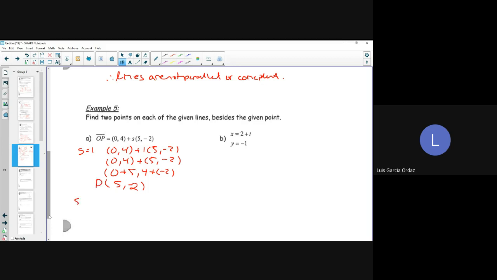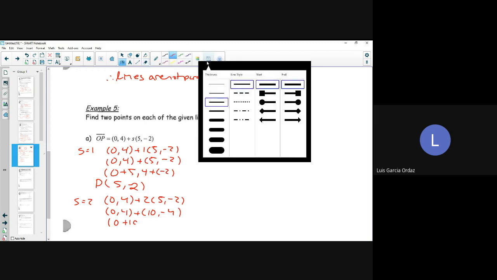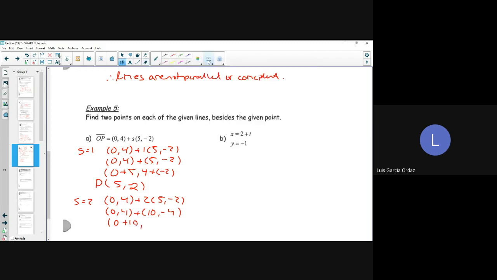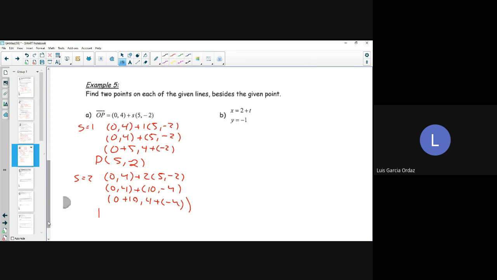Now, let's take, say, S is equal to 2 and find the second point on that line. I get (0, 4) plus 2 times (5, -2), which gives me (0, 4) plus (10, -4). And what I do next is do 0 plus 10, comma, 4 plus -4, which means another point on this graph is going to be P at 10 and 0.